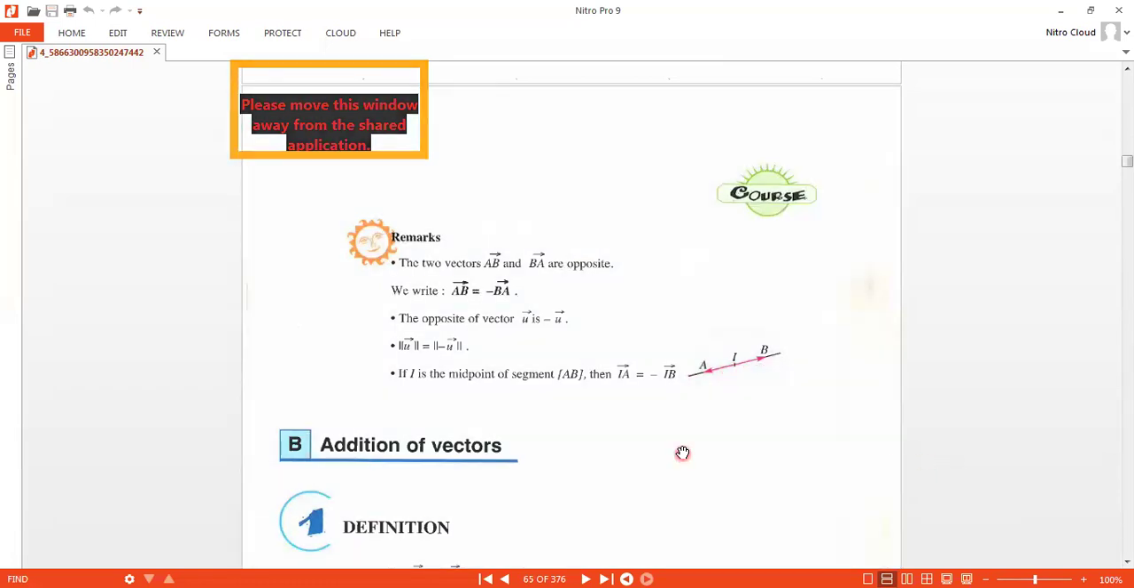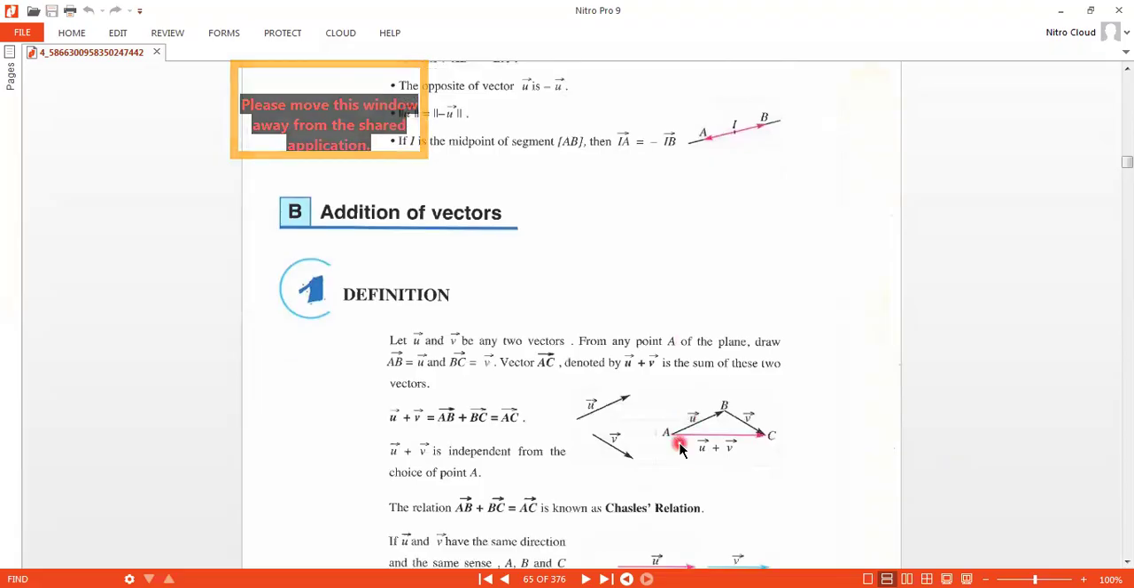The new thing that we have learned is the addition of vectors, and in addition of vectors we have two cases. The first case is the Chasles relation. If I go from A to B, then from B to C, it's the same as if I started from A and ended at C. So AB plus BC equals vector AC, as you can see. This is the Chasles relation.